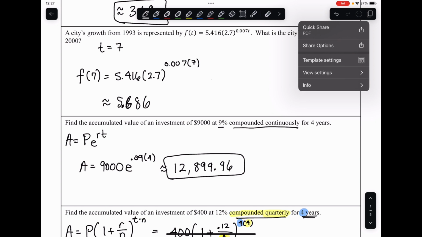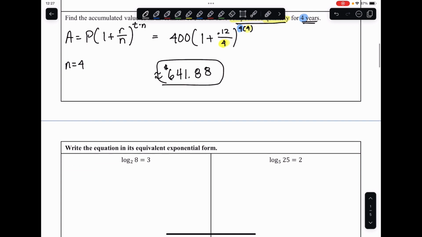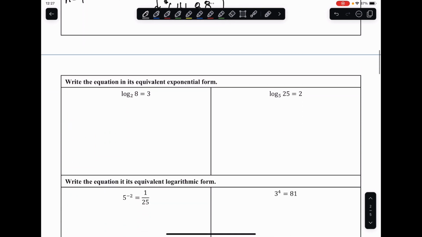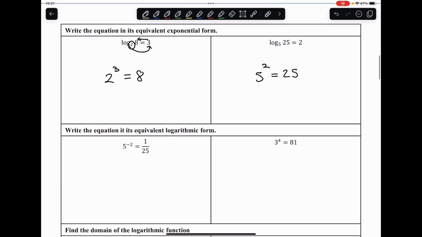Let me change the view here to seamless. Okay. For the next page, the back page, we want to write these equations in equivalent exponential form. So in this situation, to write it, we start with the base, we raise it to this power, and it equals the value of the log. So here, 2 to the third power equals 8, and the one on the right would be 5 to the second power equals 25. So that's the equivalent exponential form to those two log equations.